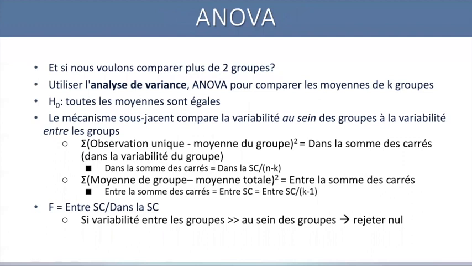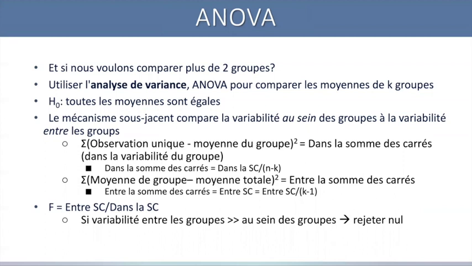What if we want to compare more than two groups? We can use something called analysis of variance, or ANOVA, to compare the means of a number k of groups. The null hypothesis is that all the means are equal. The mechanism of the test is to compare the variability within groups to the variability between groups. I have listed here more information about how you calculate the within group and between group variance, but please consider this supplemental information. Usually you would use a computer program to calculate this.